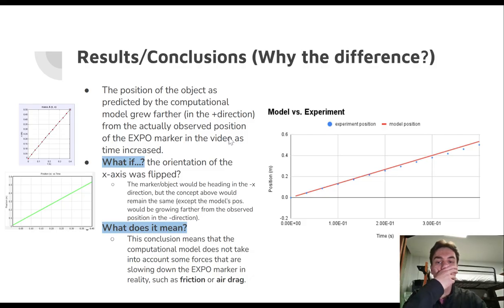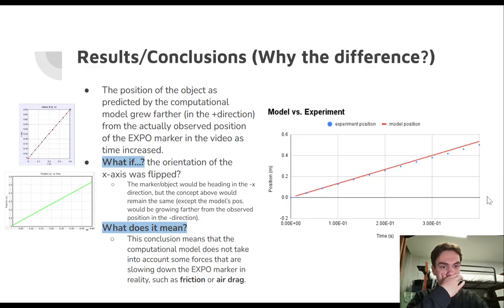So what exactly are the conclusions? Well, we can conclude that the position of the object as predicted by the computational model grew farther from the actually observed position of the expo marker in the video as time increased. And why was there a difference? We can likely conclude that there is a difference because the computational model that we coded does not take into effect the forces of friction or air drag, because we never coded anything for them, and those are actual forces in real life that slowed down the object.